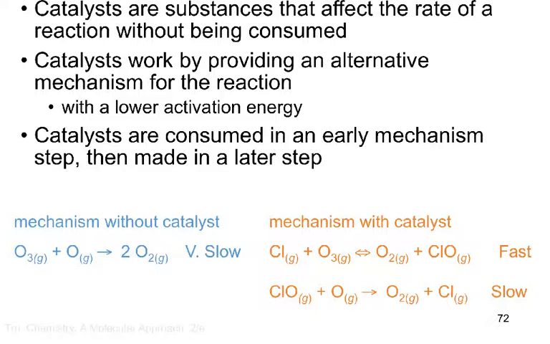An example is the reaction of ozone to make oxygen. It's very slow without a catalyst, but if there are halogens, specifically chlorine, in the atmosphere, it speeds up the reaction significantly by providing an alternate pathway where we're making this intermediate and then using it up in a second step.